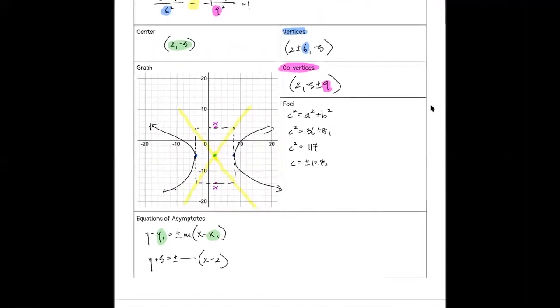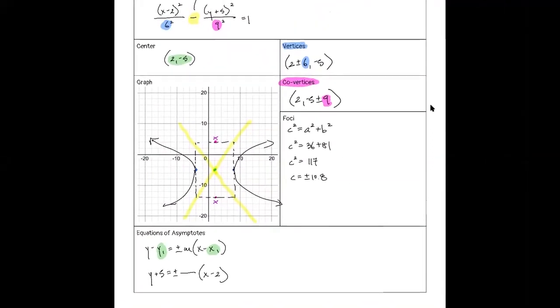All right, what's our rise in this case? Is it the 6 or the 9? It's the 9 because it's the one associated with the y, okay? So 9 is our rise, 6 is our run. So we could simplify this to say y plus 5 equals plus or minus 3/2 times x minus 2 and leave it like that.